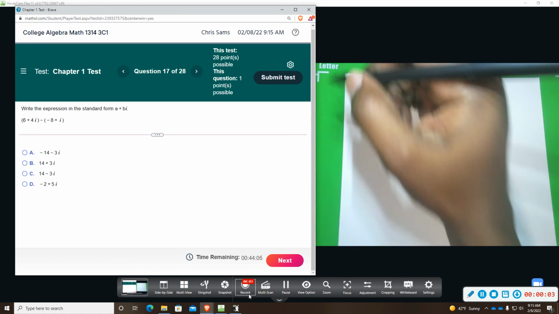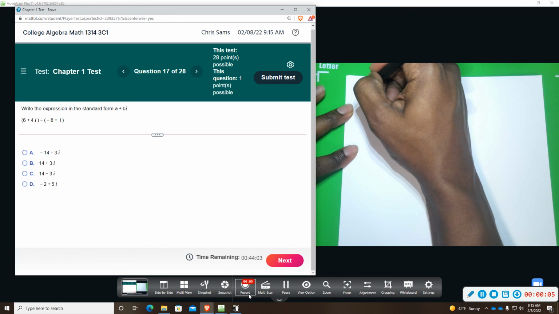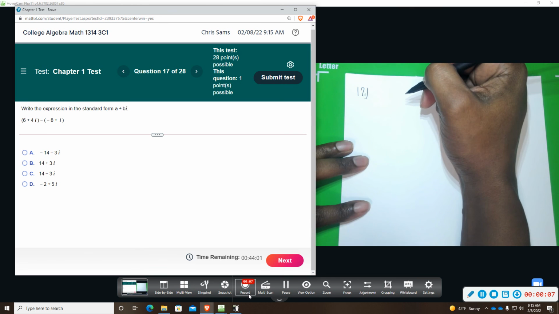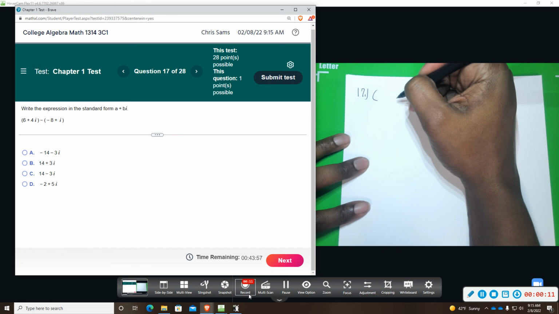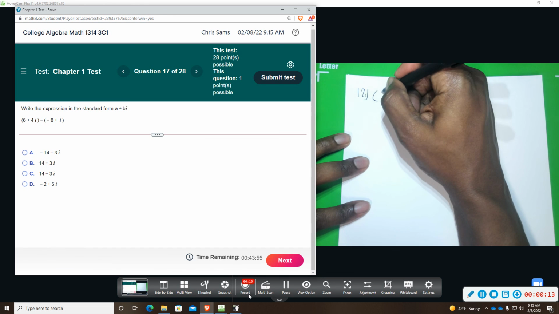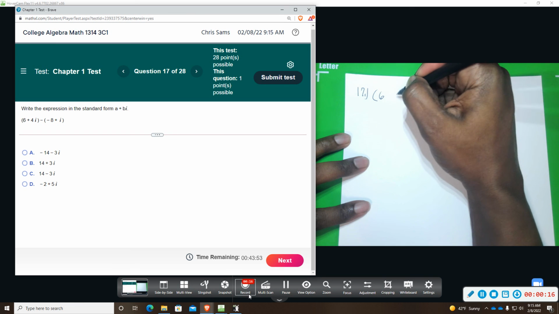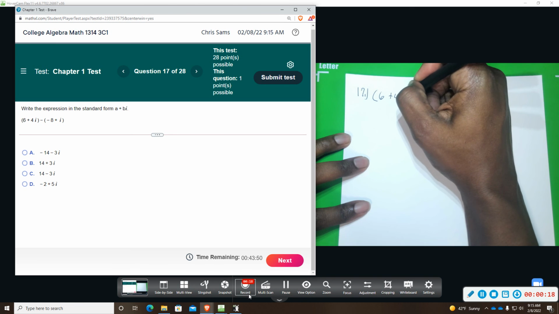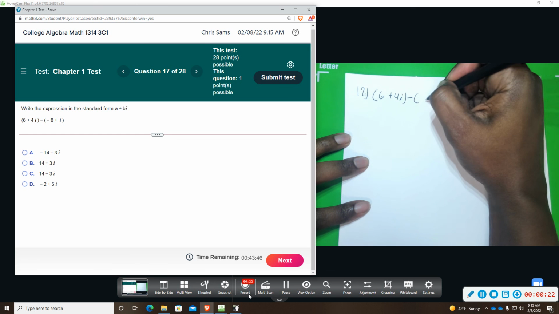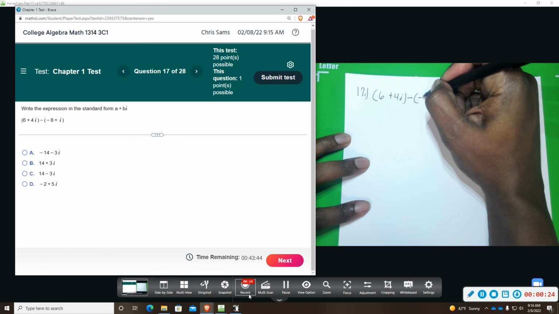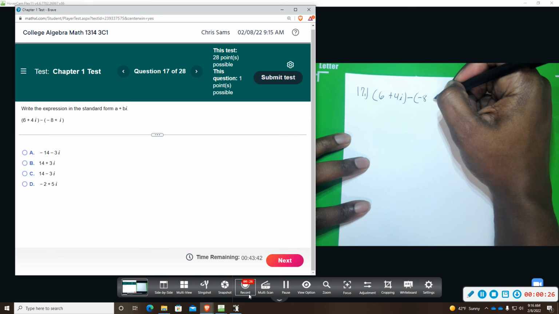All right, number 17. We're going to solve and write this in standard form. So we have 6 plus 4i minus negative 8 plus i.